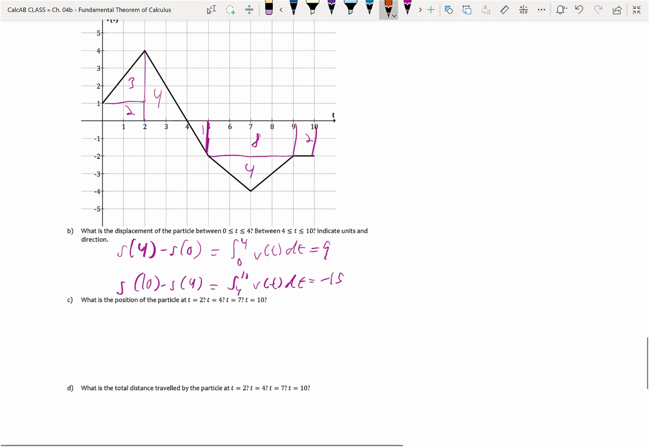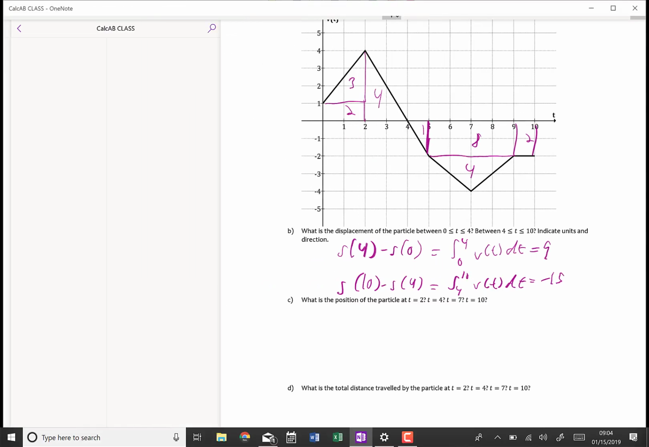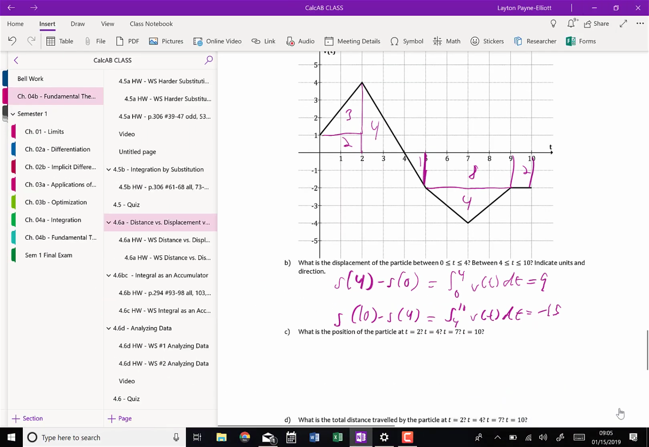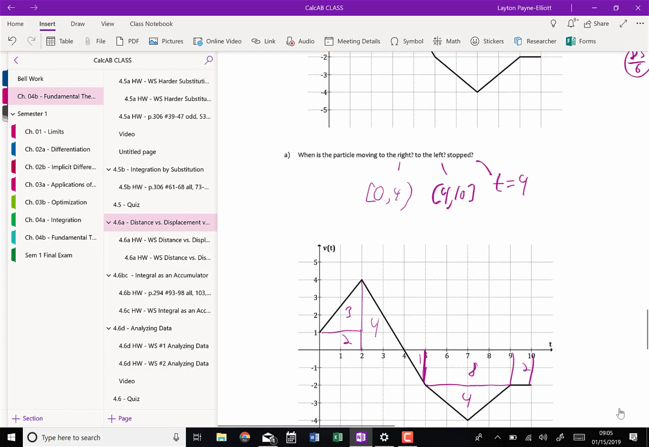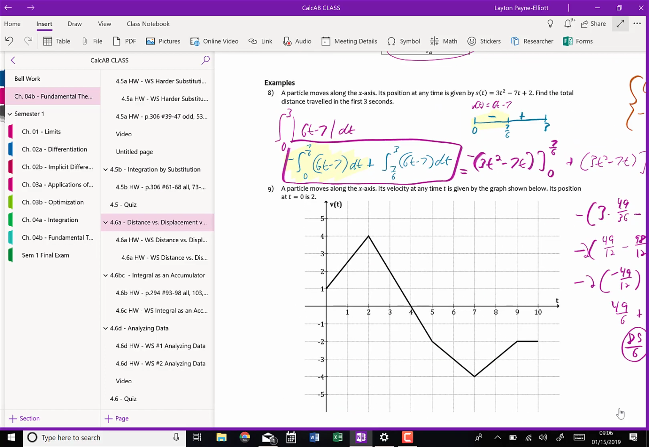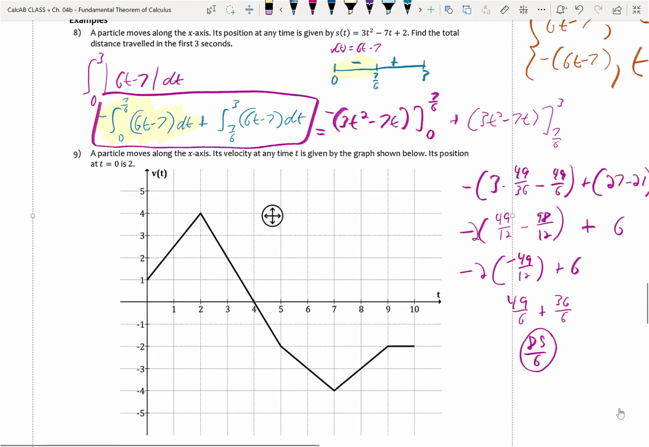Okay, what's the position of the particle at t equals 2? I'm going to pause this for just a second. Okay, this is a trick question. It's in the directions. It's way, way back. Flip page back. It's easy to miss, and this is why we did it.